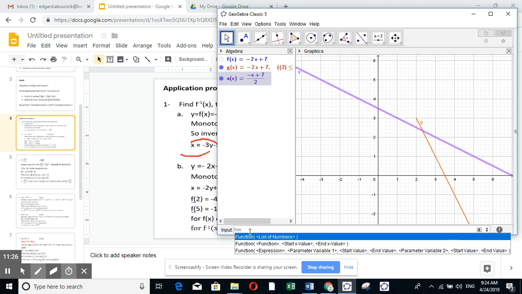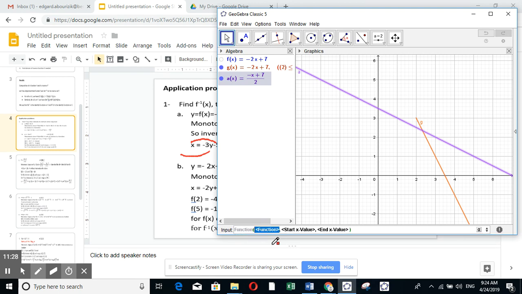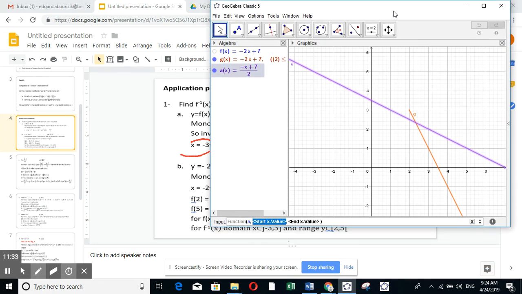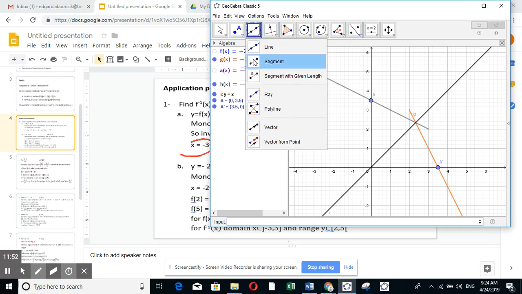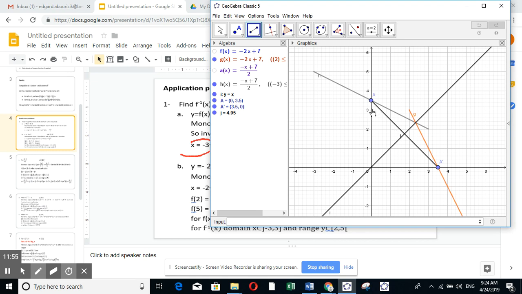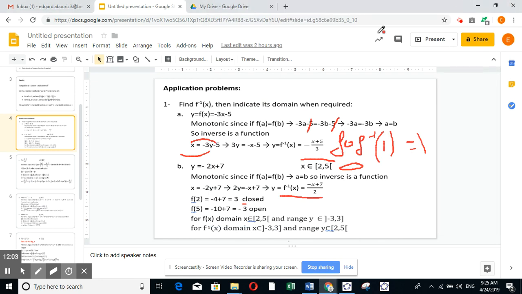And the domain here, I have function a, starting value I think from minus 3 till 3. If you graph y equal to x, you can see both are symmetric. If you pick a point here and do the symmetry, and you join it by a segment, you can check that both are symmetric with respect to that line, which is y equal to x.